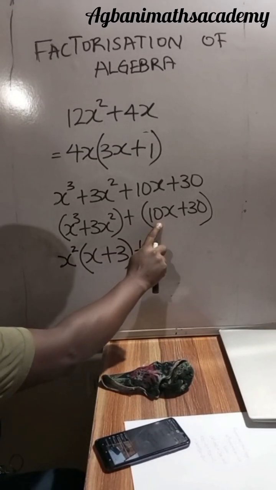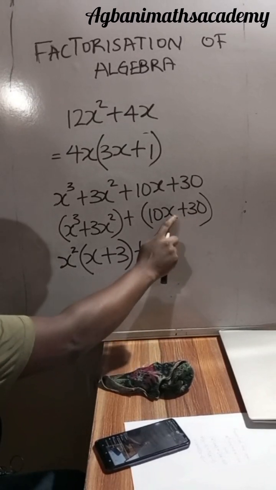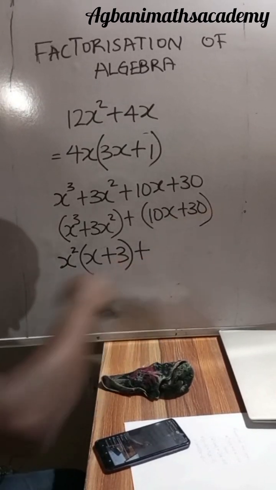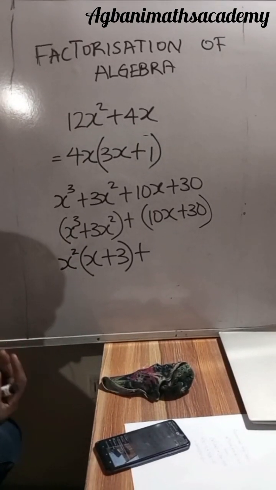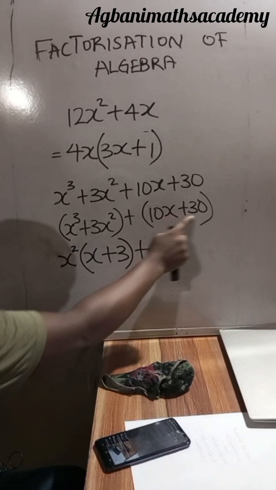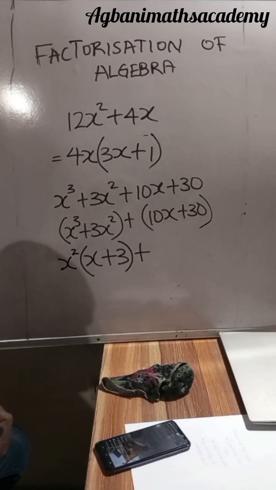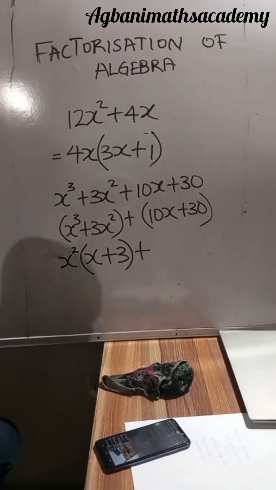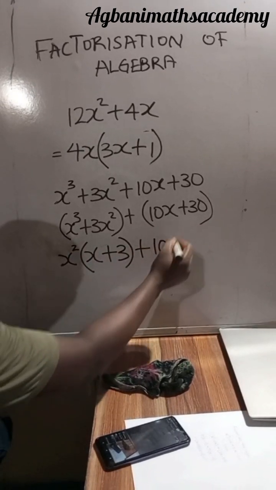Now in this second group, what do we have common? We have x here, but there's no x here, so the alphabet is not common. Okay, let's look at the numbers. 10 and 30. What is the highest number that can divide both 10 and 30? Can someone give an answer to that? 10. So 10 is common, so we have 10.